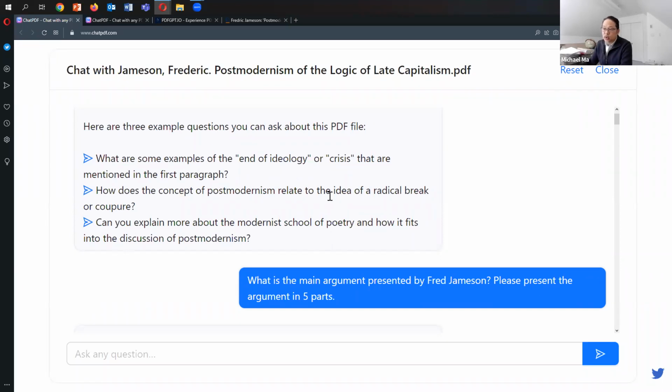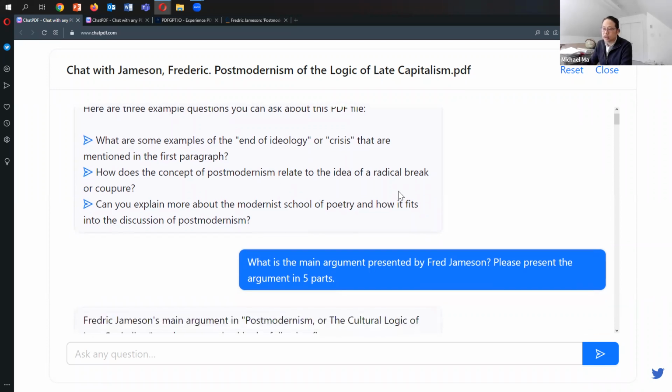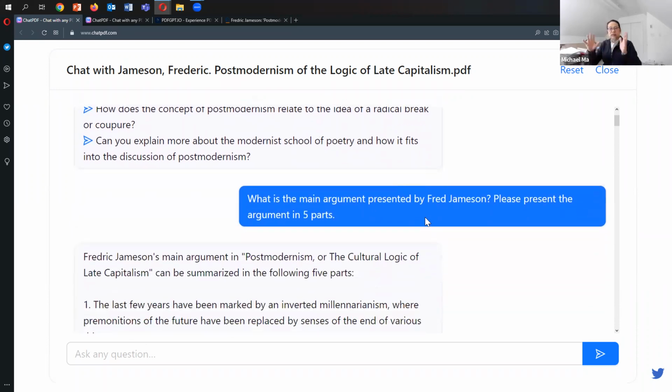Here are some example questions. It says, what are some examples of the end of ideology? How does the concept of postmodernism relate to the idea of radical break? Okay. So I start with a very simple query. I say, what are the main arguments presented by Fred Jameson? Please present the argument in 5 parts.